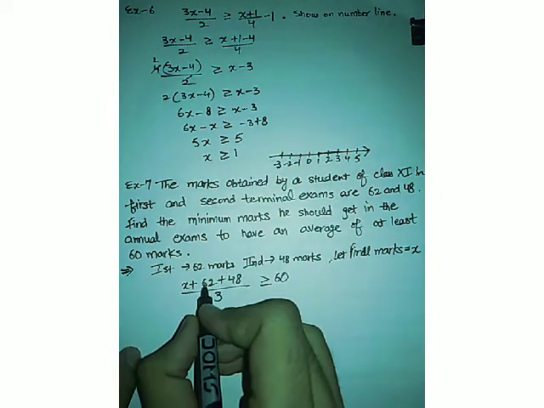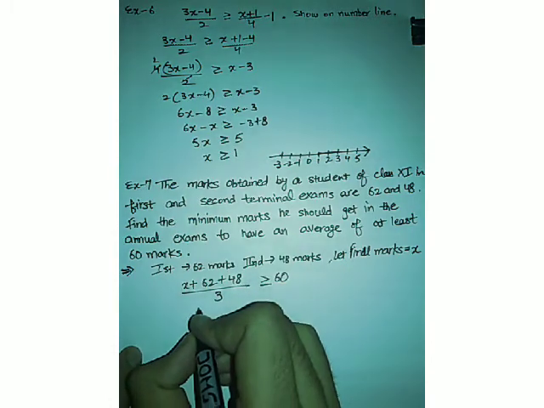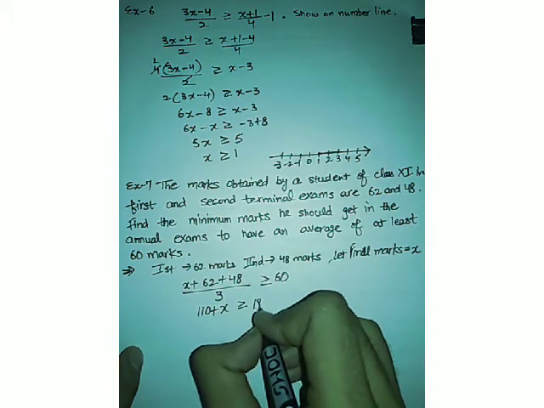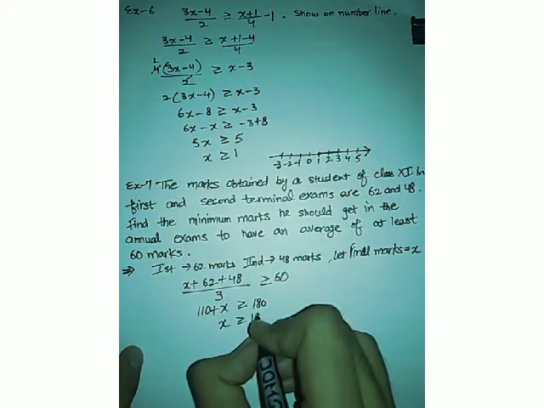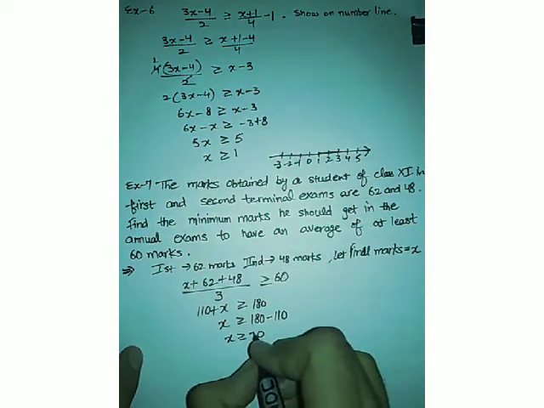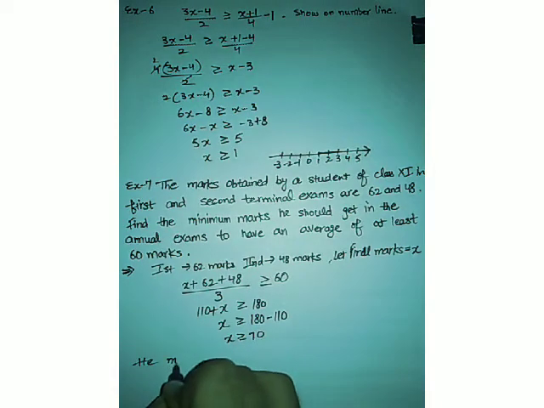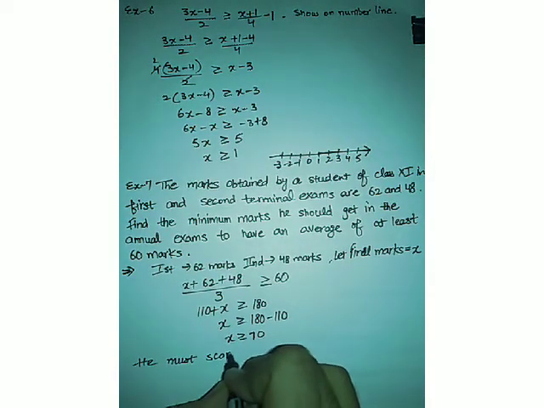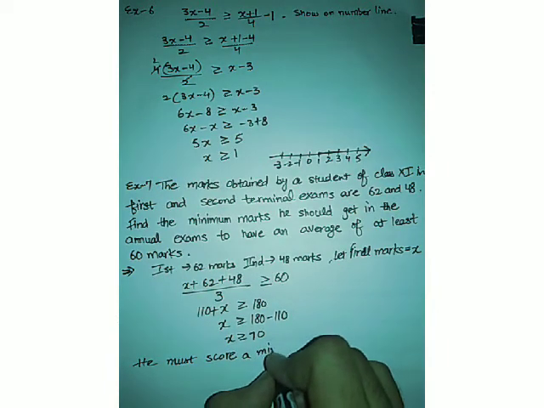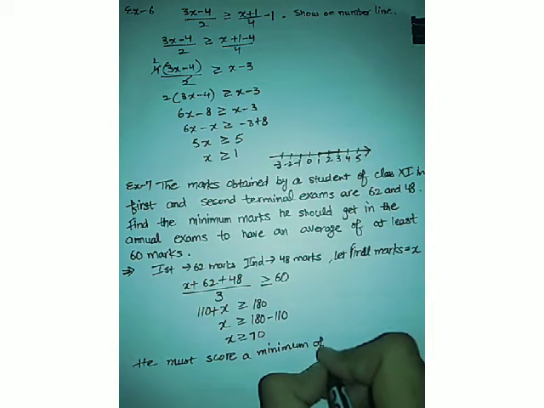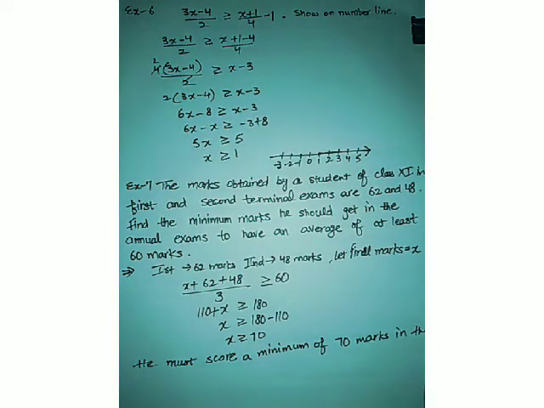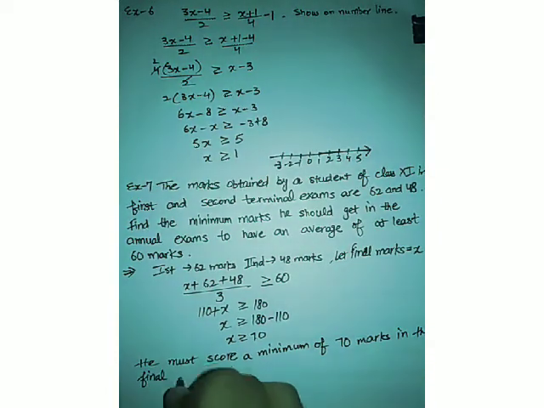It's very easy. Now 60, 40, 100 plus 10, 110. So 110 plus x, just multiply it on the right hand side. 3 6s are 18, 180. x greater than or equal to 180 minus 110, x greater than or equal to 70. So he must score a minimum of 70 marks in the final exams.